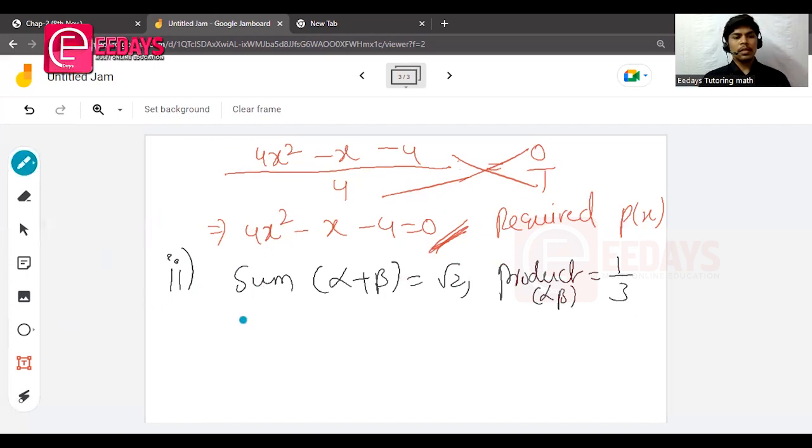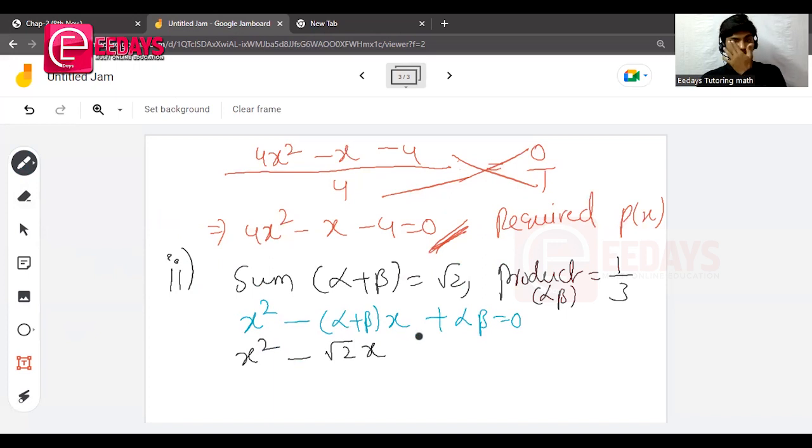Let's substitute in the formula. Polynomial equation: x square minus alpha plus beta into x plus alpha into beta is equal to 0. Let's substitute here. x square minus root 2x, and alpha beta they have given 1 by 3, plus 1 by 3 is equal to 0. Now take the LCM 3 here. If nothing else, you can take 1 here.